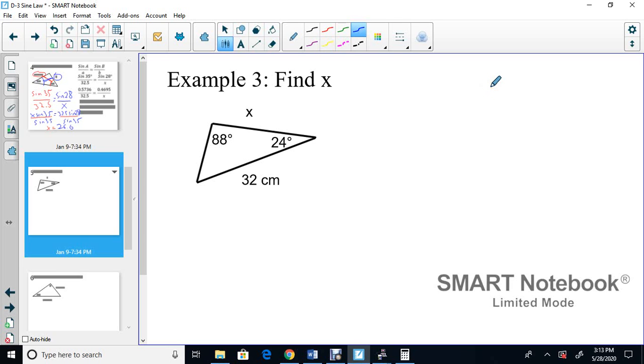Now we're on example 3. So let's take a look. Example 3. So you've got 88 and you've got 32 across, 24. Oh, there's nothing here. And there's x, and we have to figure out x, and there's no value here.